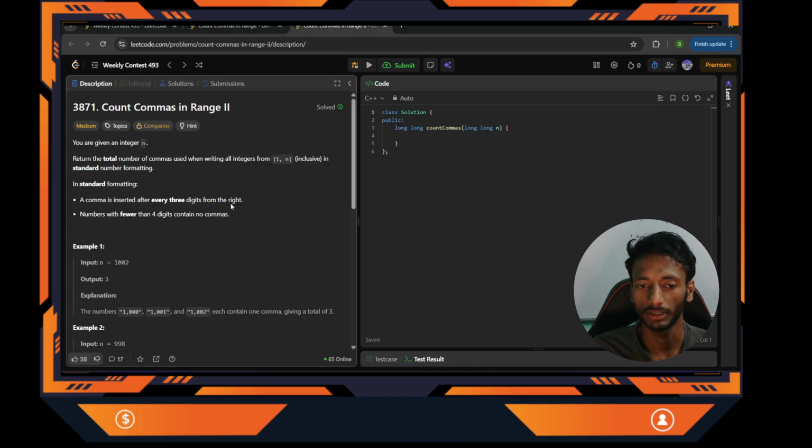First of all, we will see the brute force approach, then try to optimize that. Okay. So what is the problem statement? The problem says that you are given an integer n, return the total number of commas used when writing all integers from 1 to n, inclusive, in standard number formatting. In standard formatting, a comma is inserted after every 3 digits from the right. Numbers with fewer than 4 digits contain no commas.